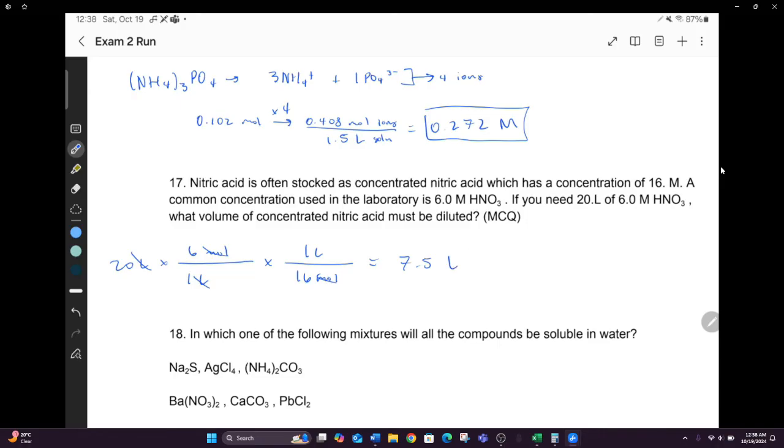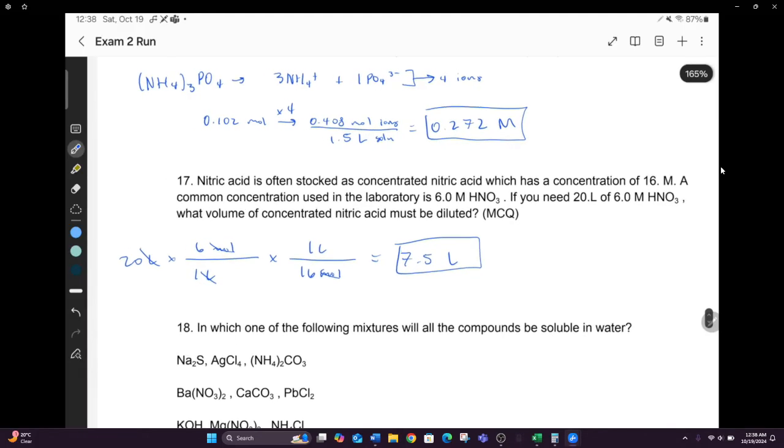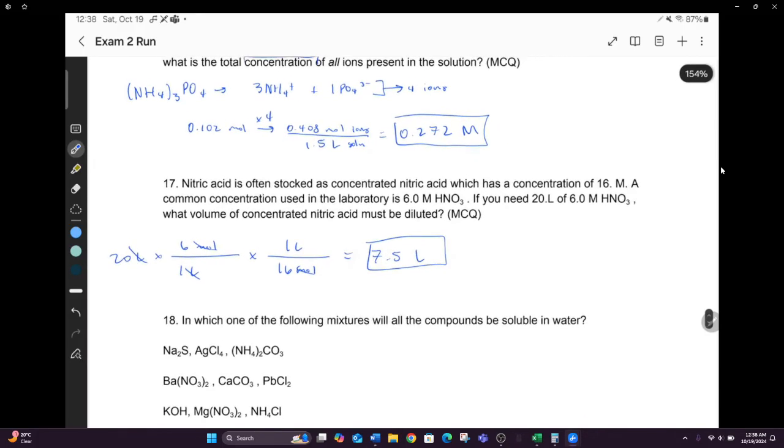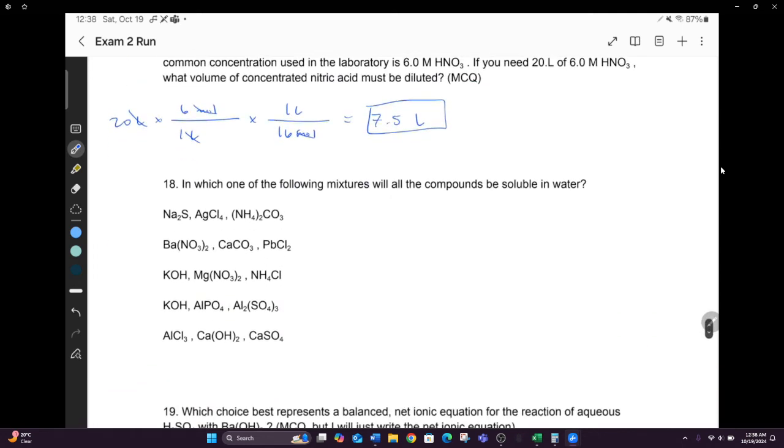And basically what we're saying is, if we get 7.5 liters of this nitric acid solution, we can dilute it from 7.5 liters to 20 liters, and we'll have the same concentration. So, if you're misunderstanding this concept, I would strongly suggest going back to your lecture slides and looking at it. But this is important. Yeah, drink the water again, sorry.